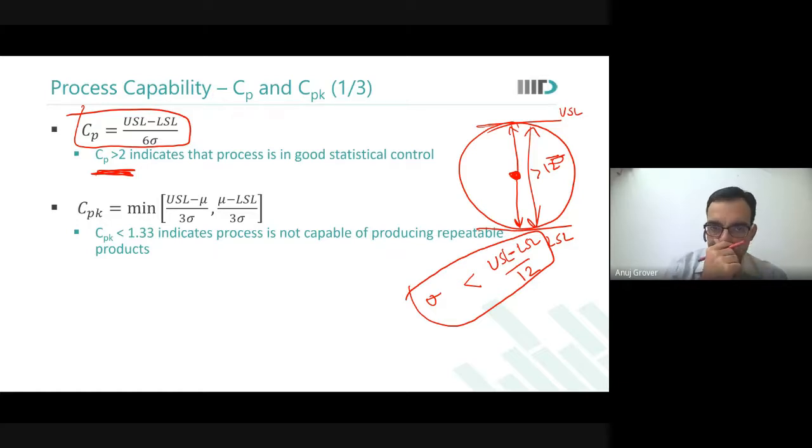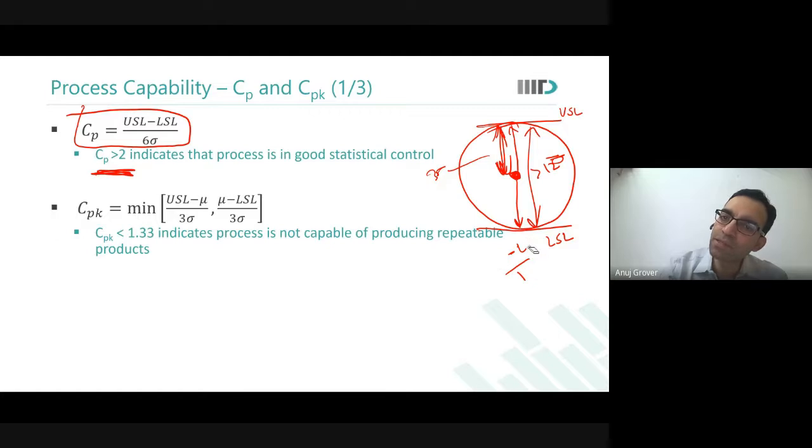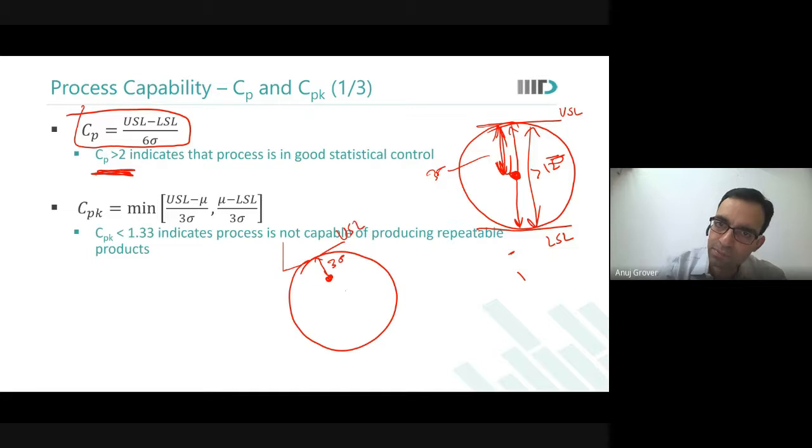Now come to the other point. Let us say sigma is good. But USL minus mu by 3 sigma is 1. So what is happening? My sigma is less, but it is only 3 sigma away from the USL. From the LSL, it could be 9 sigma away. Is this process good?